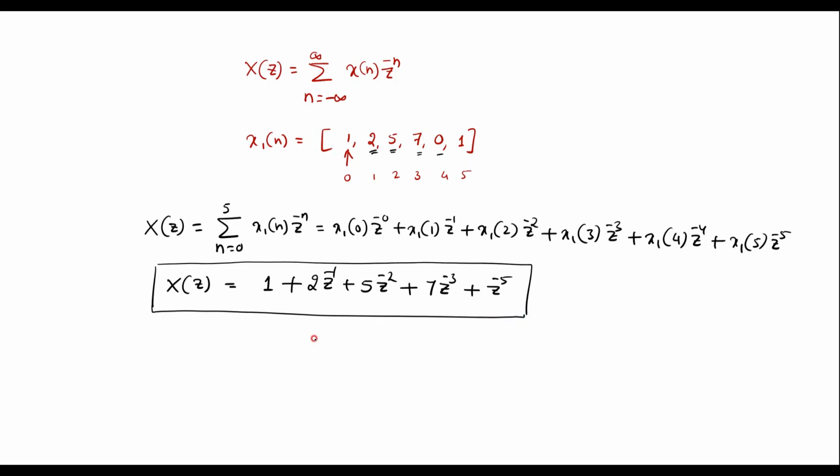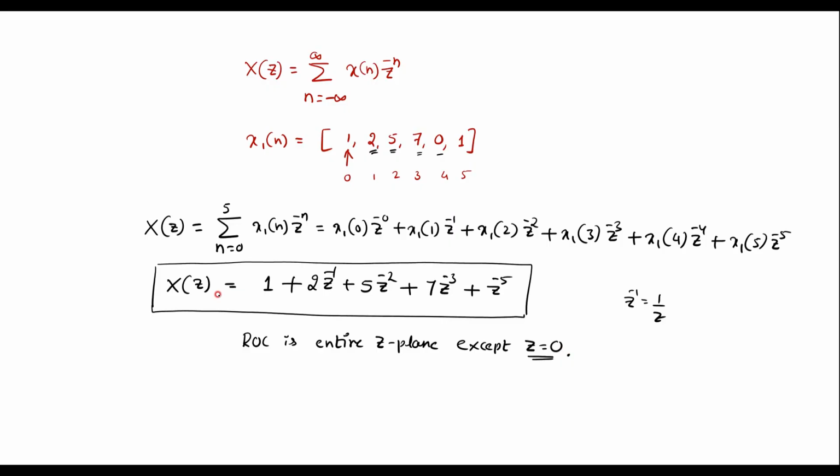Here we can see that z inverse means 1 upon z. At z equal to 0, it will become infinity. Therefore the ROC is entire z plane except z equal to 0. That is, ROC is entire z plane except z equal to 0.